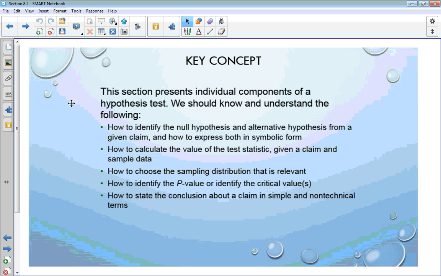So the key concept in this section is to identify the null hypothesis and alternative hypothesis from a given claim. And we must know how to show those in symbolic form. Then we'll learn how to calculate the value of the test statistic given a claim and sample data. We'll also figure out how to choose the sampling distribution that's relevant to that problem. We will identify the p-value and also identify critical values. Then we need to learn how to state the conclusion about the claim.